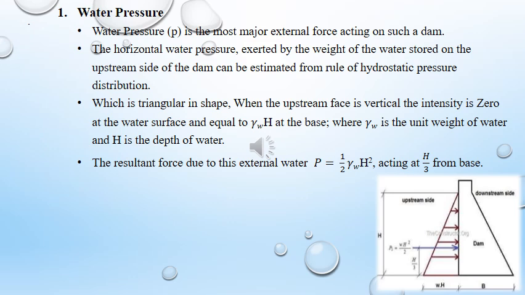So, the resultant force due to this water pressure, that is the capital P, is equal to 1 by 2 gamma W into H square, which acts H by 3 from the base. The value of gamma W is taken as 9.81 kilonewton per cubic meter.